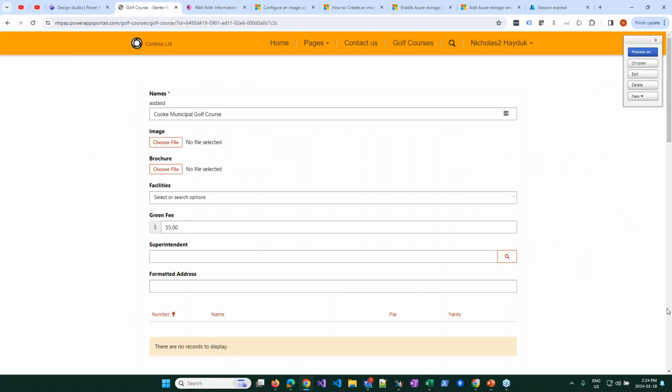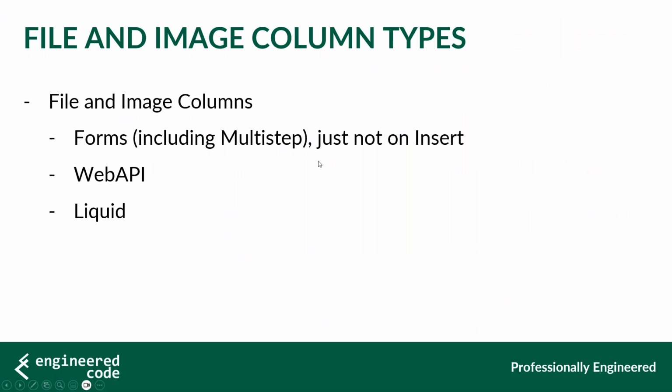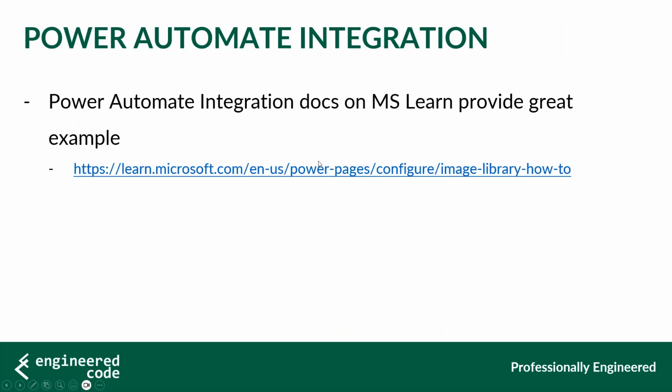Okay. Next, the Power Automate integration. Honestly, if Microsoft hadn't provided us this example, I don't even know if I would have thought to mention this here. But with the integration that is now available with Power Automate, you can fire a Power Automate cloud flow using the Power Pages web API. The example they gave us is actually an image library. So let's take a quick look at how that works.